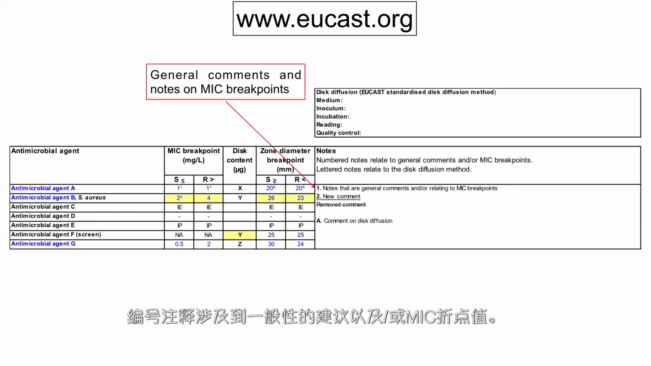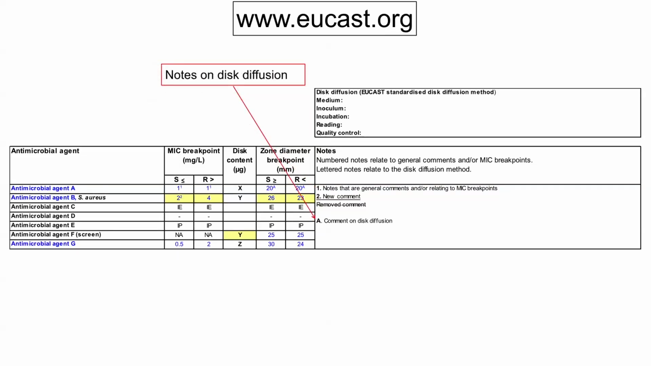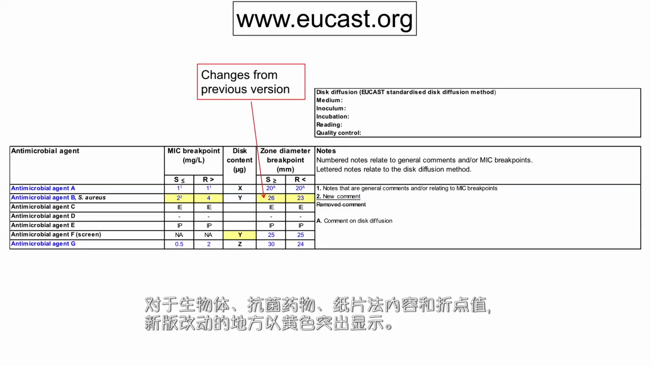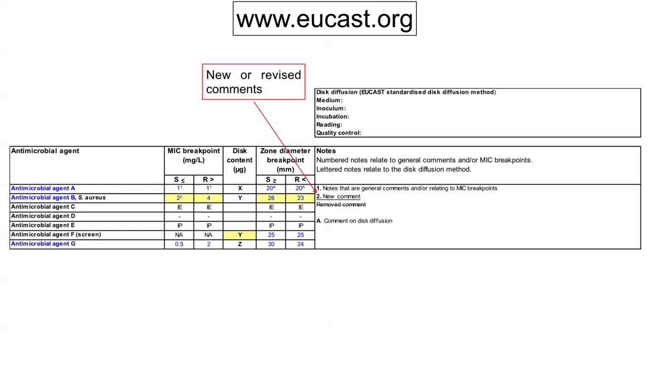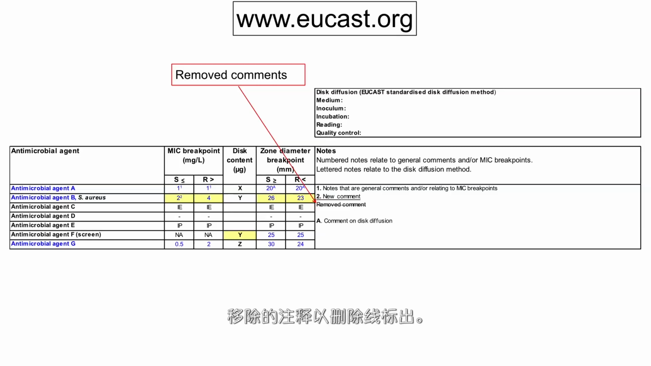Numbered notes relate to general comments and/or MIC breakpoints. Lettered notes relate to the disk diffusion method. Changes from the previous version of the breakpoint table are highlighted in yellow for organisms, antimicrobial agents, disk contents, and breakpoints. New or revised comments are underlined. Removed comments are shown with a line through the text.